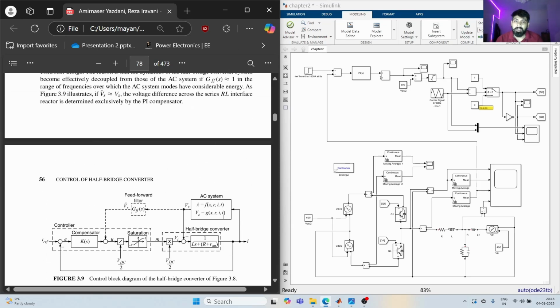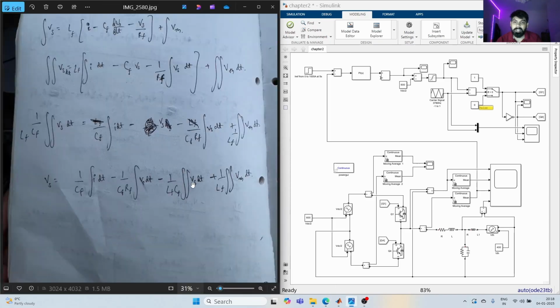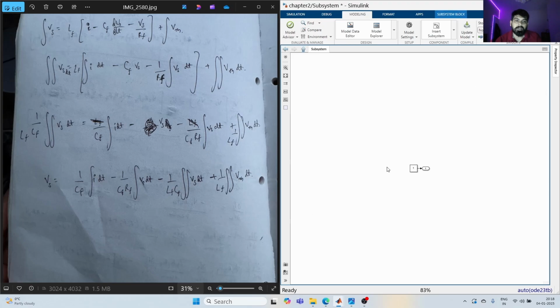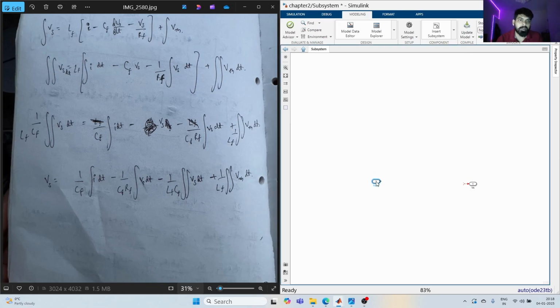So basically we get a Vs and we get an I. This relationship is what I have derived, and we can see that in this equation. Now let's create this here. I'll take a constant, make it a subsystem, and go inside. This is my output, and the output should be Vs, so let's name it Vs, and there is an input which is I.